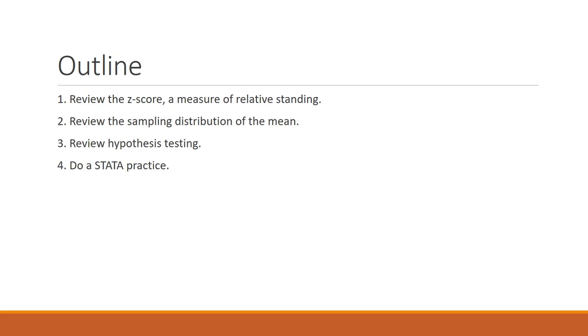Now, the way that we're going to do this is we're going to review a couple of concepts first. We're going to build kind of the foundation. We're going to look at a measure of relative standing called a z-score, or you will later call it a z-statistic. Then we're going to review the sampling distribution of the mean, because that will be a very important concept for this. Third, we're going to look at hypothesis testing. And then finally, we're going to do a kind of a demo or a practice in Stata where I've given us some questions that we might want to answer, and then we're going to look into Stata at how we might want to answer them. All right, so let's begin.